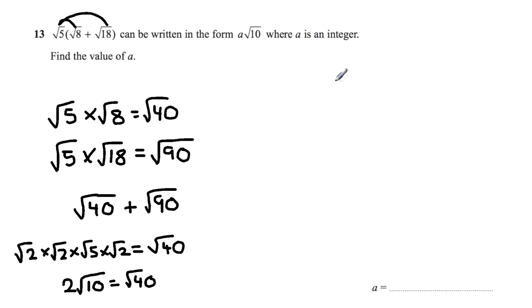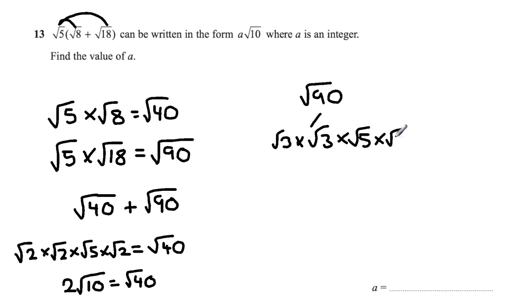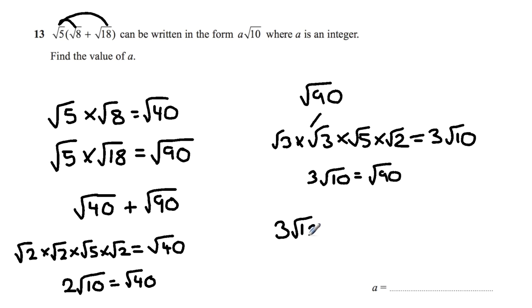Now again, square root 90 can be simplified further. So square root 90 can be written as square root 3 times square root 3 times square root 5 times square root 2, which equals 3 square root 10. So effectively what we have is 3 square root 10 is equal to square root 90. So we have 3 square root 10 plus 2 square root 10. Add them up together, which equals 5 square root 10. Therefore, a is equal to 5.